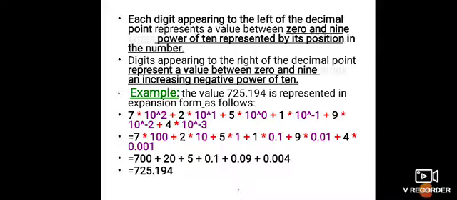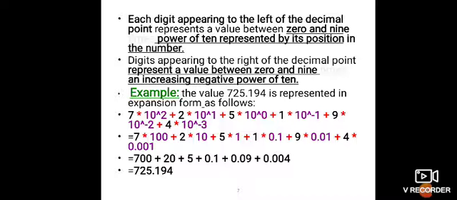If we wish to convert 725.194 and write it down in the weighted position system, then we can cover up 725 first. It is the integer part of the number, so we will write it as 7 into 10 to the power 2, plus 2 into 10 to the power 1, plus 5 into 10 to the power 0.